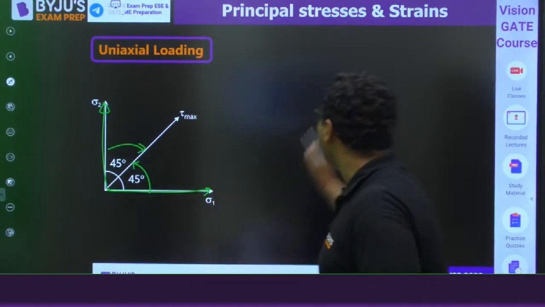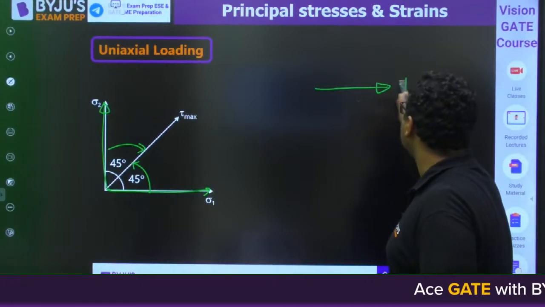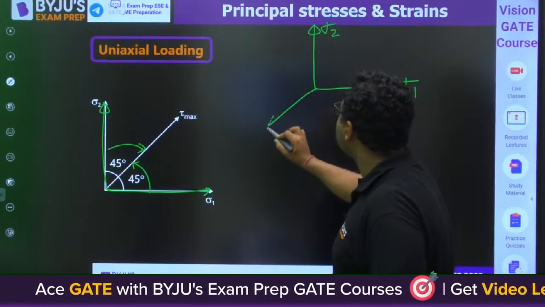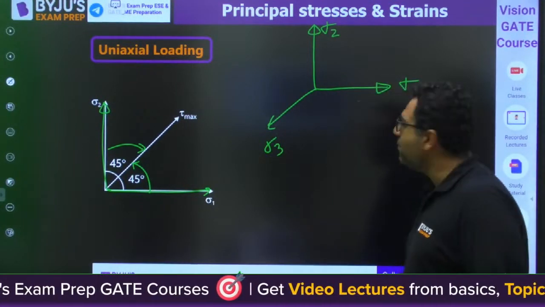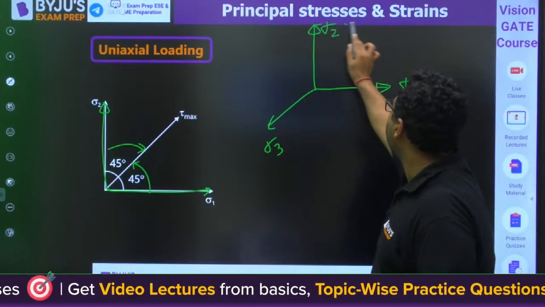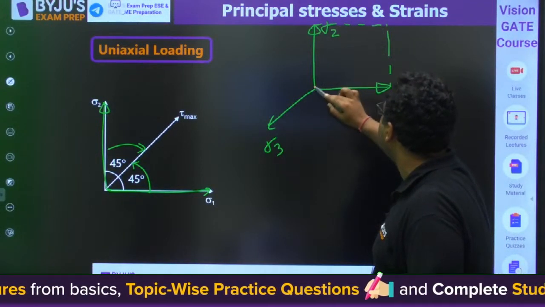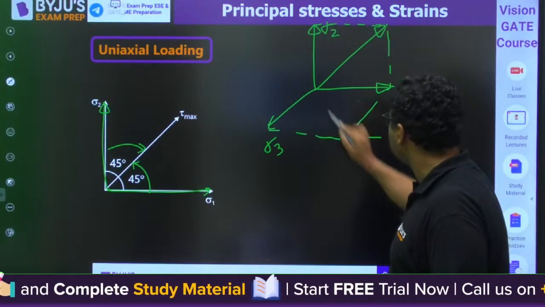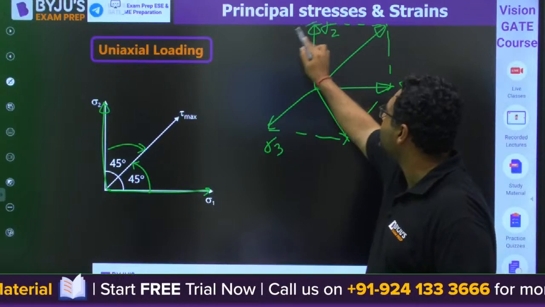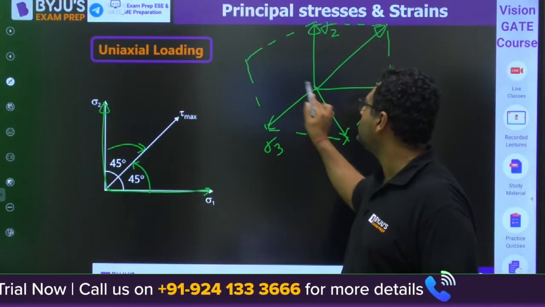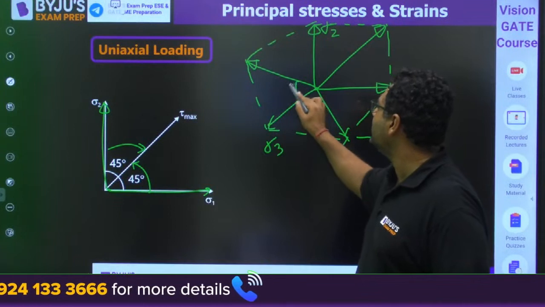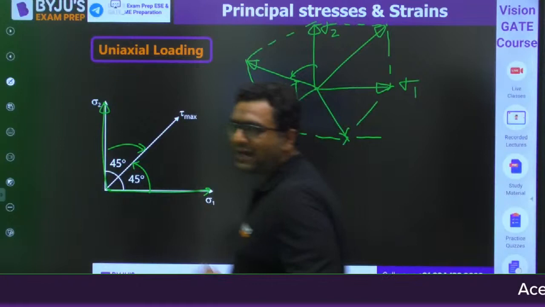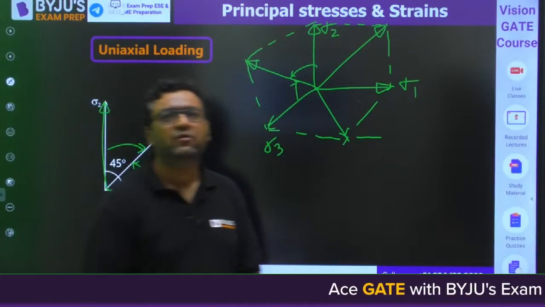If you talk about three-dimensional, then if this is the direction of principal plane 1, this is the direction of principal plane 2, this is the direction of principal plane 3, then we will be having the maximum shear stress planes at 45 degree to the principal plane. So likewise, we will be having three principal stresses, and for the principal planes, we will be having maximum shear stress also.